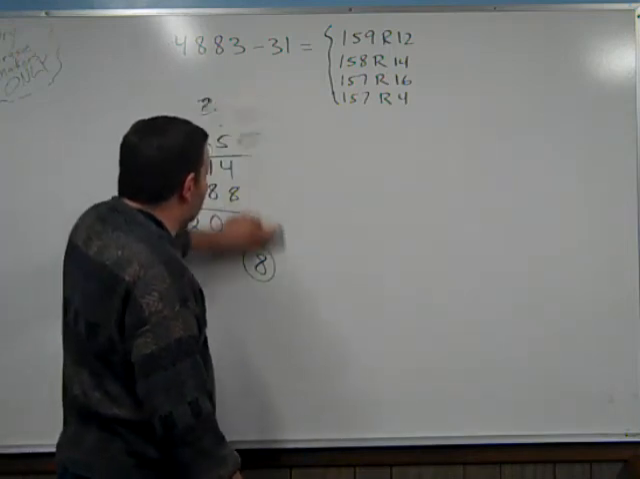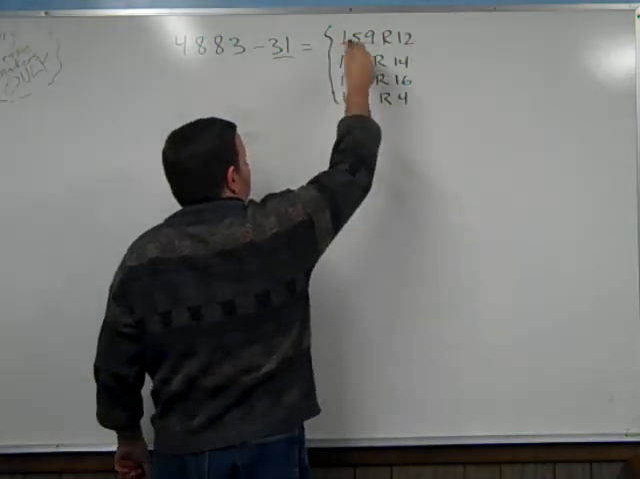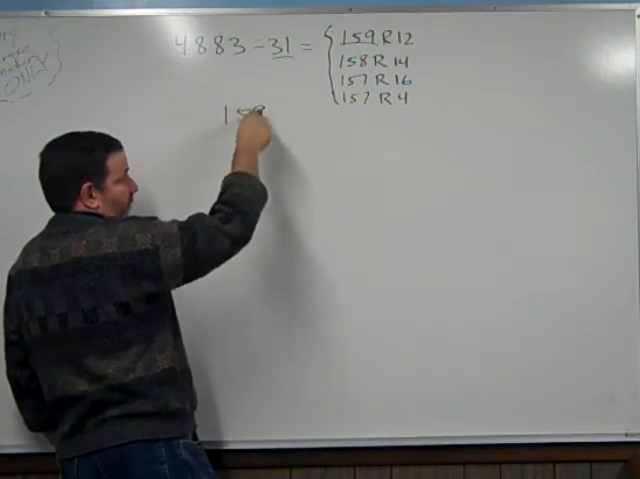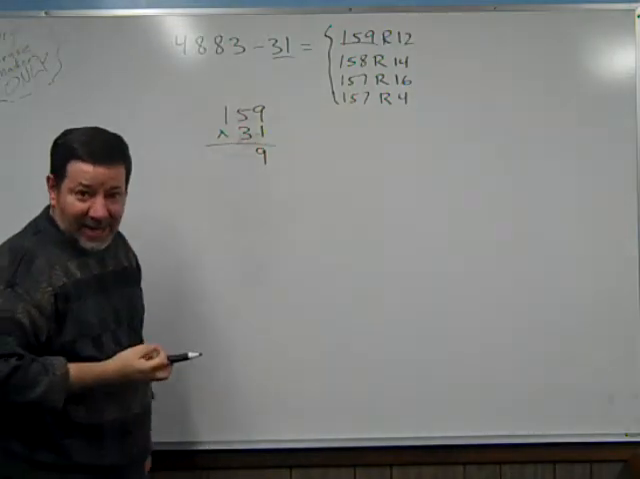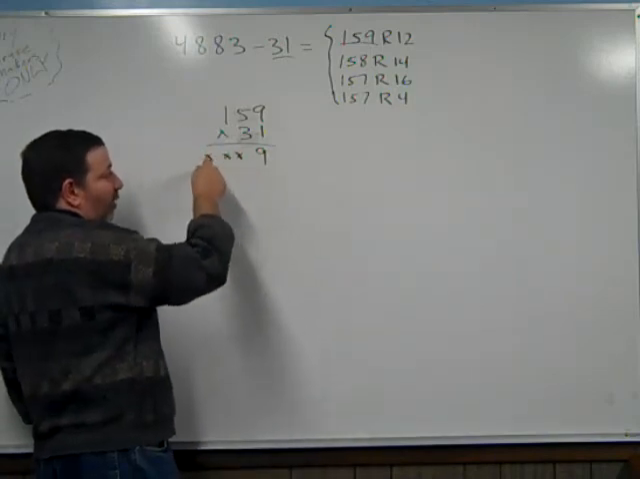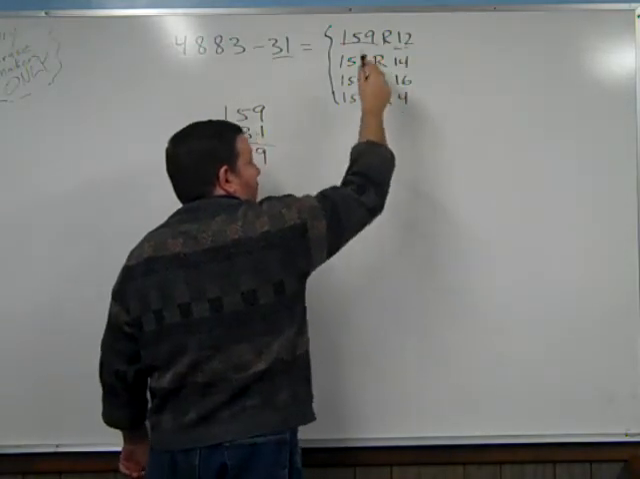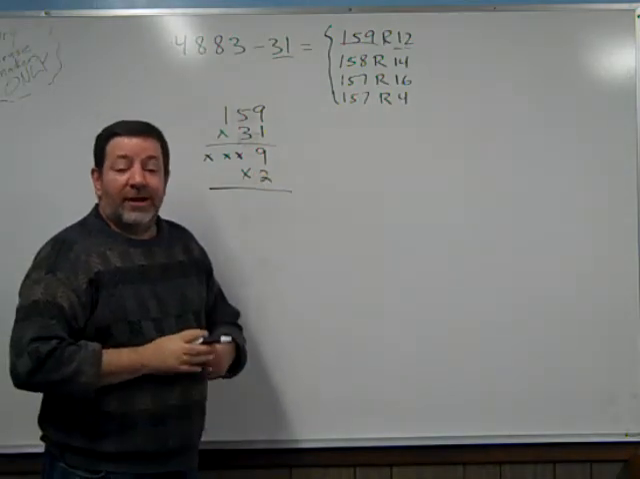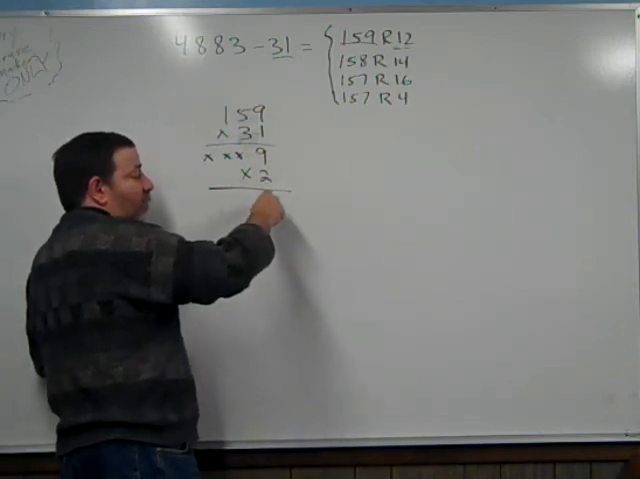Okay. And we're going to use that technique. We want to know what 31 times 159 ends in. Well, 1 times 9 ends in a 9. And then you add 12. Now, I don't care what the other digits are. I don't even care about the rest. 9 plus 2, I don't even want to hear 11. I want to hear 1. 9 plus 2 ends in a 1.